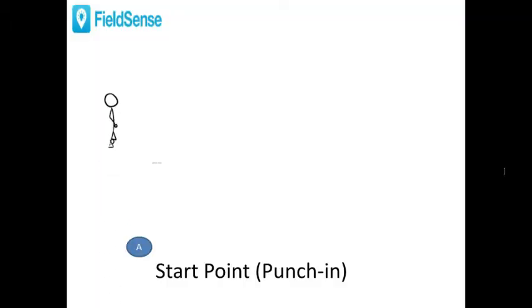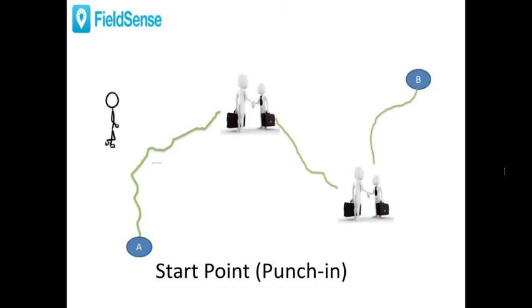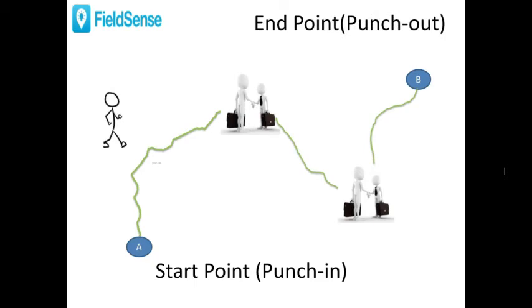After punching, user will travel some path and reach his customer location where he does his visits. Maybe after first visit he will continue to attend another visit and the day goes on. After completing all his visits, user will travel somewhere and reach the point B. At this point B, he will do his punch out at the end of the day.